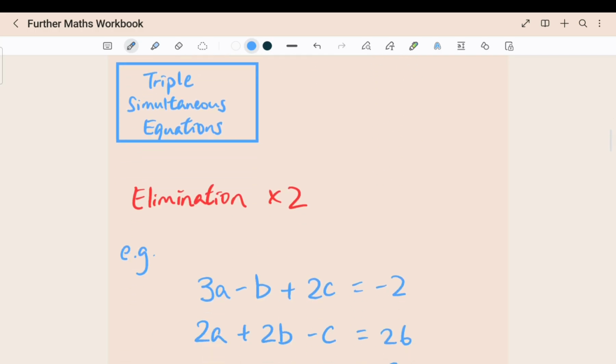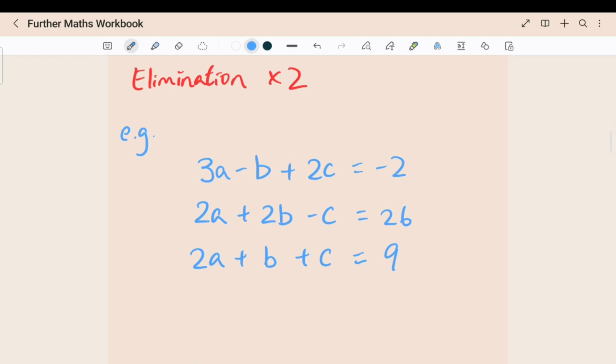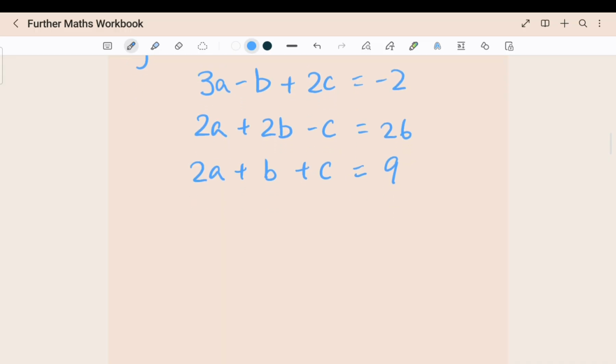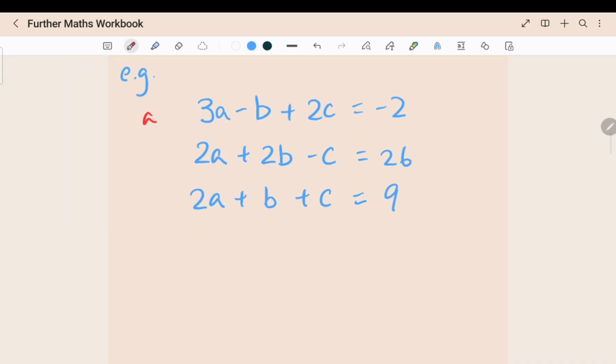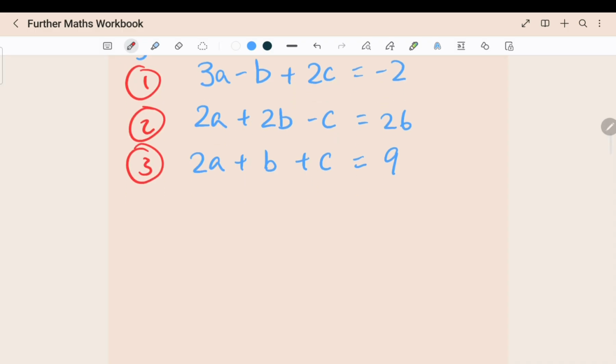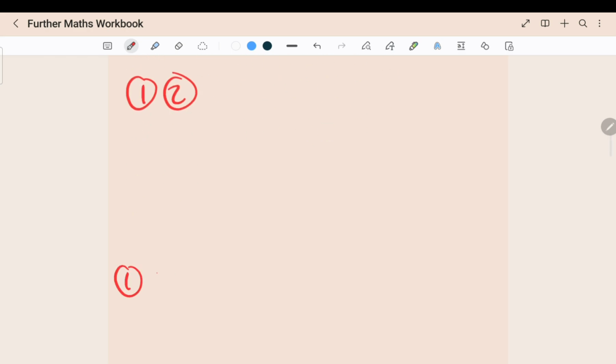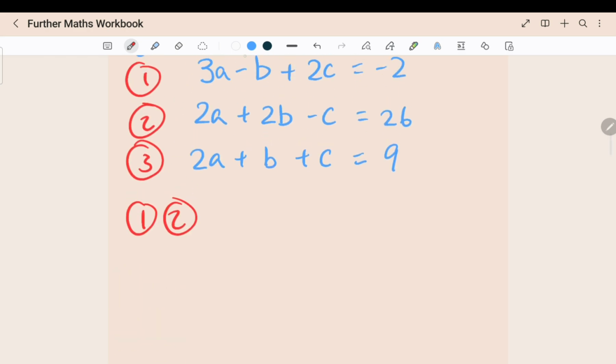Next, for triple simultaneous equations, we need to do two elimination processes. So what I suggest you do is, you see a, b, and c, actually I'm not going to use a, b, and c because that's the algebra, so that's confusing. Equations 1, 2, 3. So I will recommend you to eliminate 1, 2, and then eliminate 1, 3. So I'm going to show you how to do that.